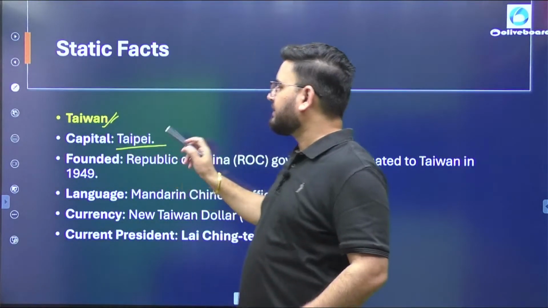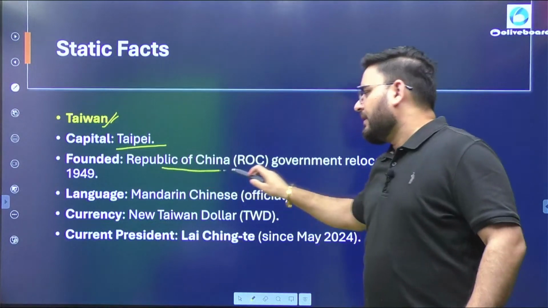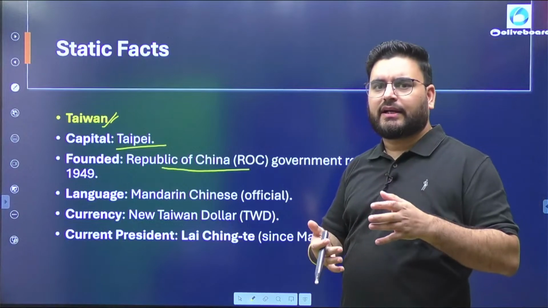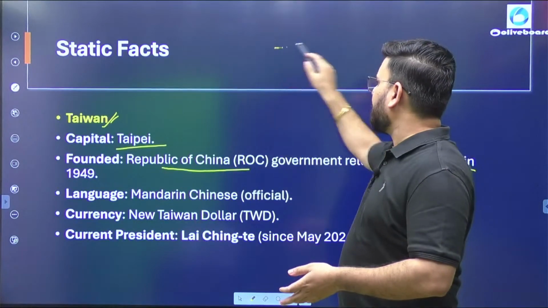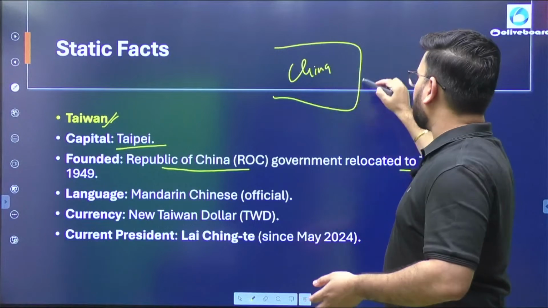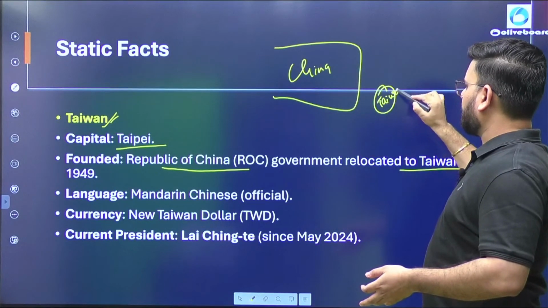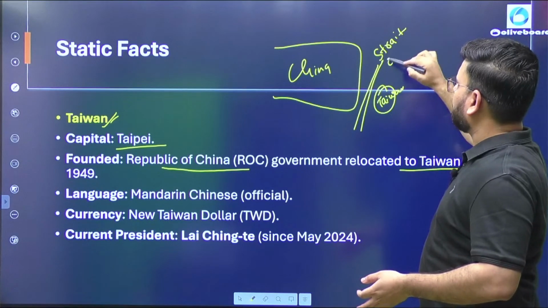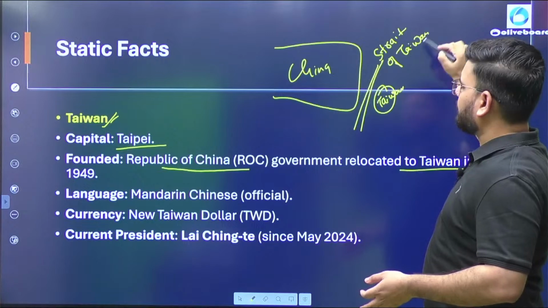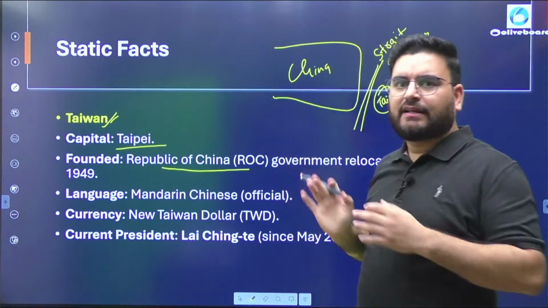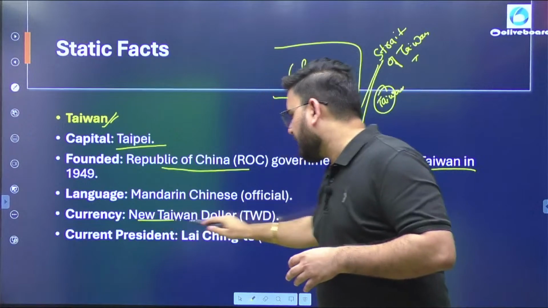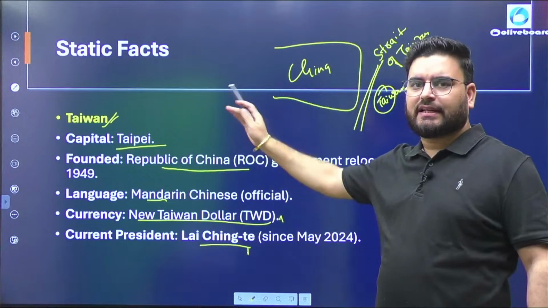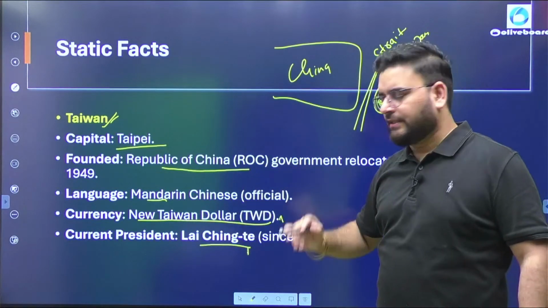About Taiwan, the capital is Taipei. It was previously part of China. Then the losing party moved to a separate island. This is mainland China, and here is Taiwan. It is separated by this water body known as the Strait of Taiwan. So it is a separate island from mainland China. Currency is the New Taiwan dollar. Language is Mandarin, and the current president is Lai Ching-te. Remember these things, the capital and so on.